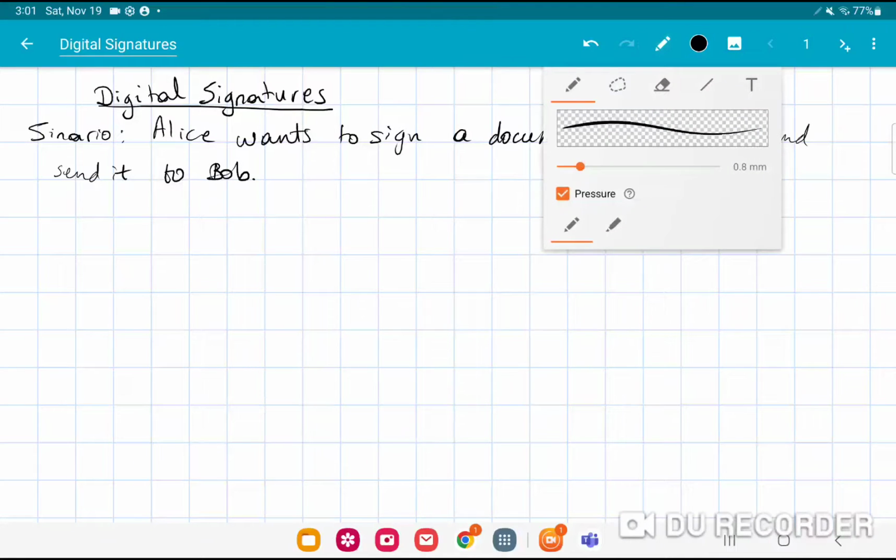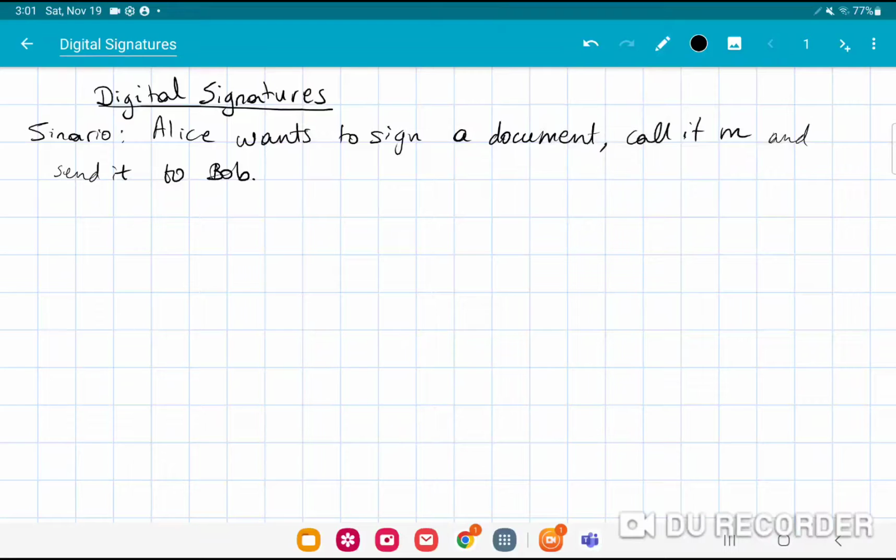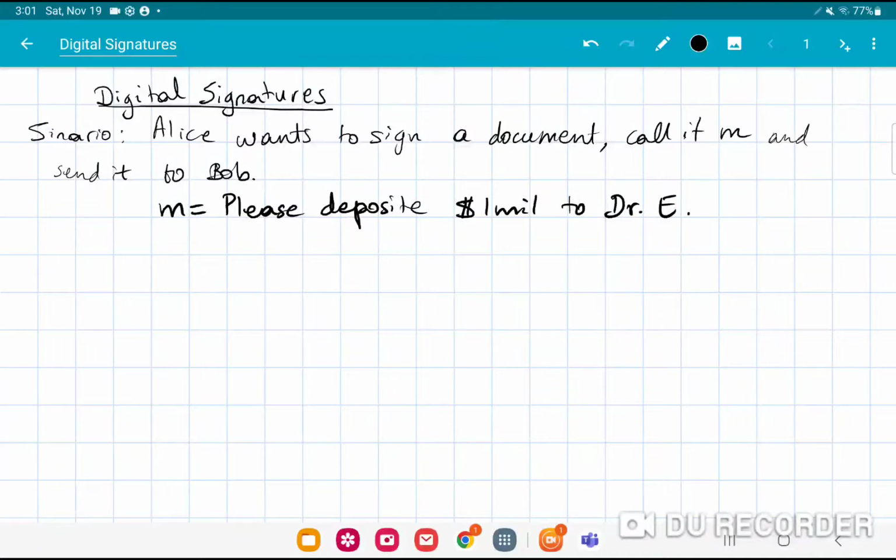Okay, so M is what she wants to send. So this message M could say anything. It says, please deposit, I don't know, $1 million to Dr. Afra. So that's the message she wants to sign and send to Bob. So Bob is her financial officer.